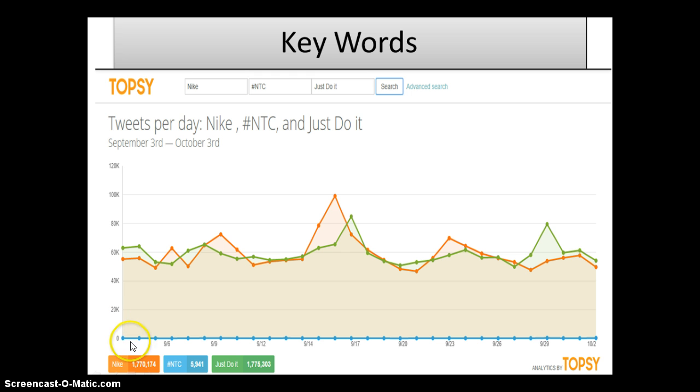Looking at Nike Training Club, it's just consistently low as a hashtag. Looking at Just Do It, you can see that there's a little bit of an up and down, especially between the 6th and around the 12th. It kind of bobbled up and down a little bit and then stayed consistent from the 12th to the 14th. Around September 17th, you did see a higher jump, not as high as Nike itself, but you can see that it did rise again around 9/29 above Nike.